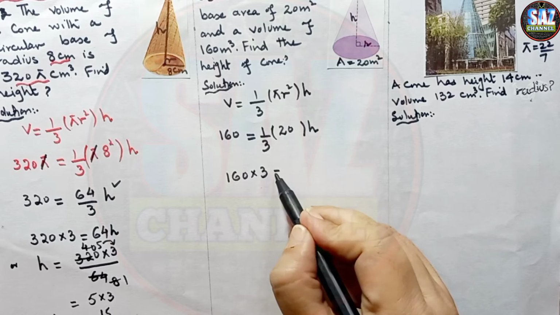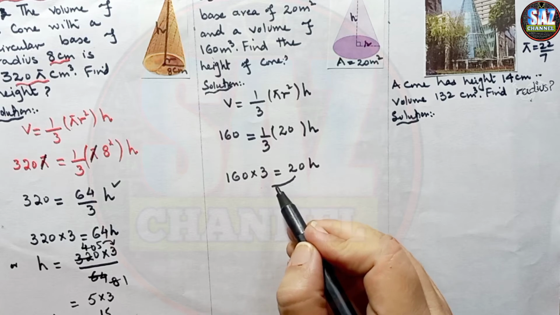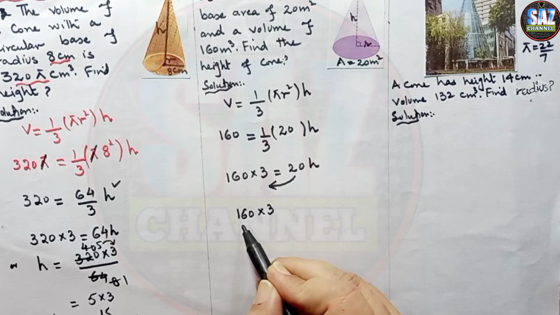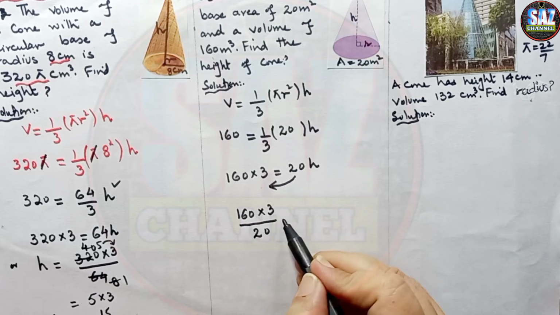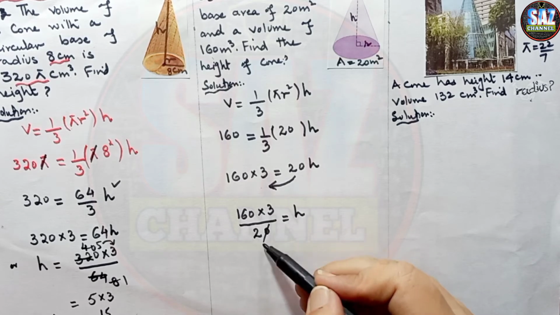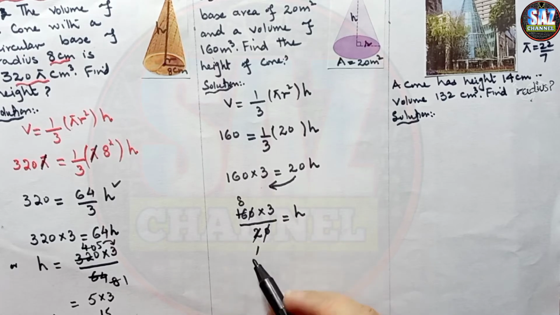Now we have to go for cross multiplication, that 160 multiplied by 3 equals 20h. And in order to find h, we have to shift this 20 to the other side. 160 multiplied by 3 upon 20 equals h. Now recall my previous lessons that this 0 can be simplified with 0 easily, and 2 eights are 16, and I'm left with 8 multiplied by 3 equals h, or h equals 24 meters. So the required height is 24 meters.